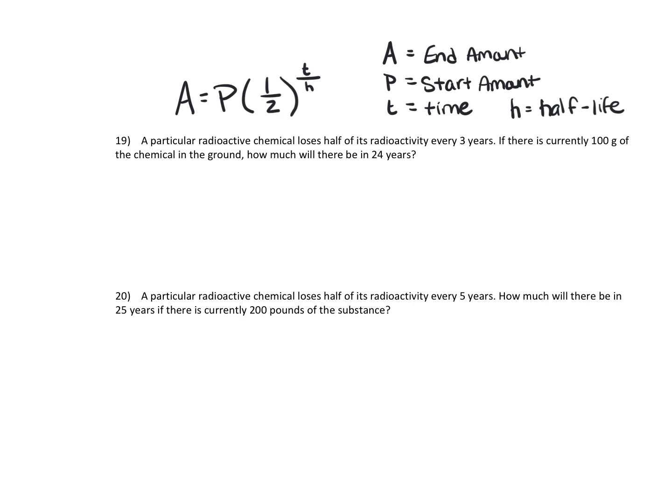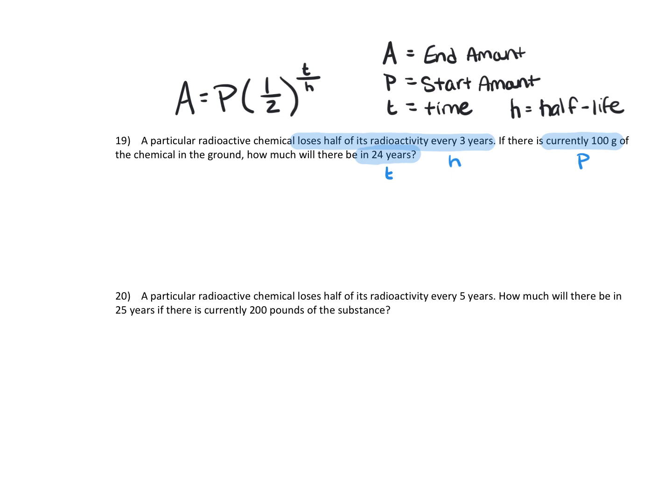Problem 19 here says, a particular radioactive chemical loses half of its radioactivity every 3 years. So it loses half of its radioactivity every 3 years. That tells me this is the half-life. Every 3 years, it loses half of its value. Now, if there is currently 100 grams of the chemical in the ground, so that is our starting amount, or our P-value, how much will there be in 24 years? So that's giving us the time. So we have our P-value, our H-value, and our T-value. We're going to be looking for our ending amount, or our A-value.